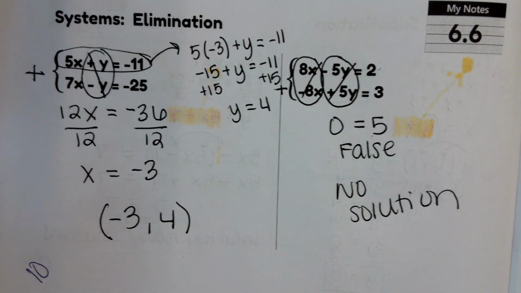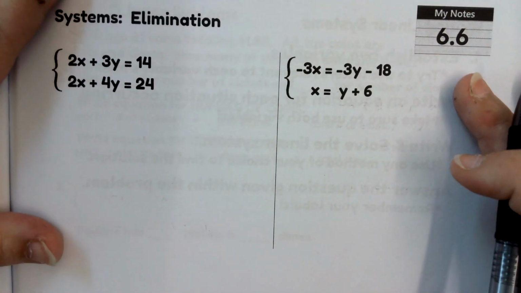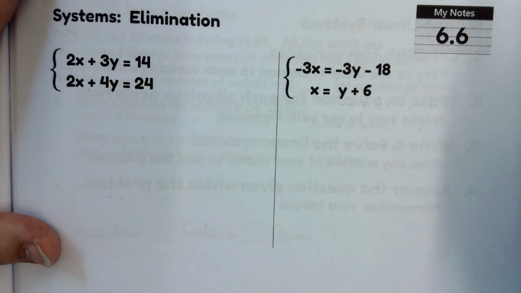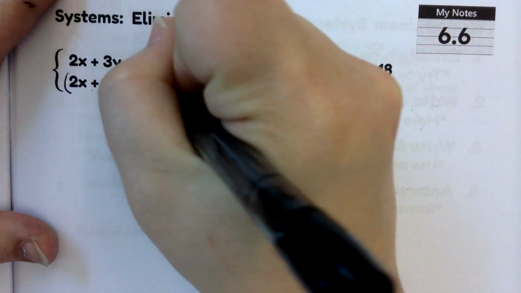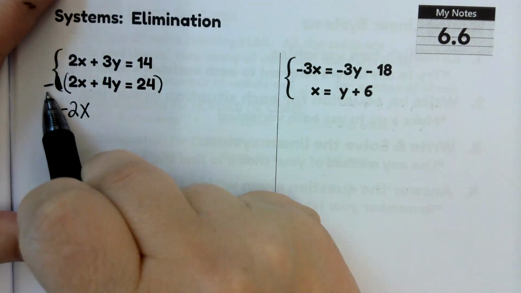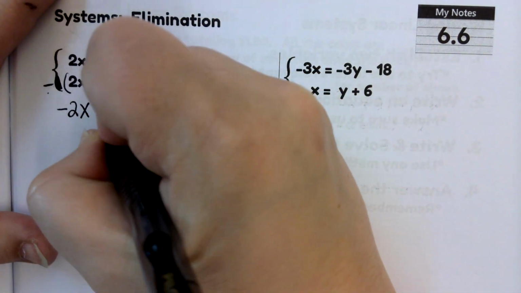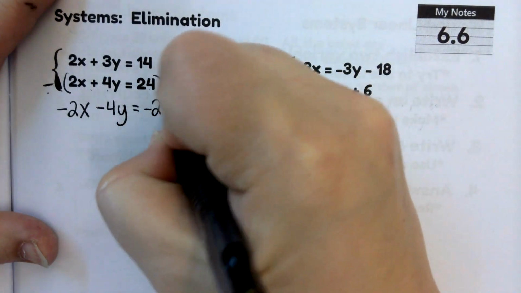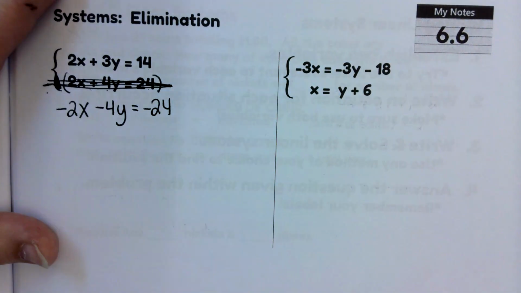All right, let's go to the next page, page 11. All right, this time I have 2x and 2x, but they're not opposites. So I'm going to have to multiply everything on this bottom one by negative 1. So negative 1 times 2x is negative 2x. Negative 1 times 4y is negative 4y. 24 times negative 1 is negative 24. So that I can eliminate.